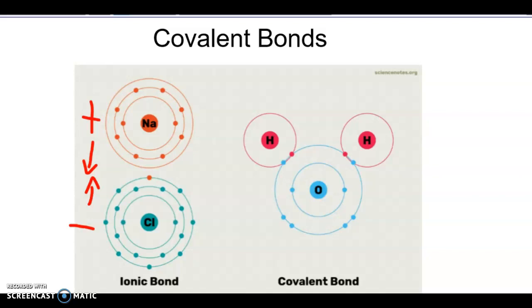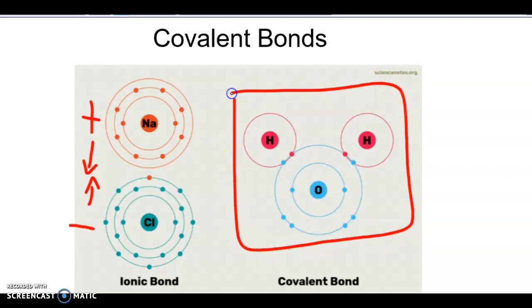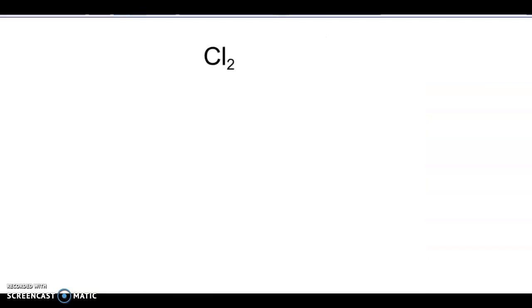in which, instead of one element giving away its electron and becoming positively charged, two elements are going to share their electrons. In the case of water, right here, we have the electrons from hydrogen being shared with the electrons from oxygen. So a good, easy example of a covalent bond would be chlorine gas, or Cl2.